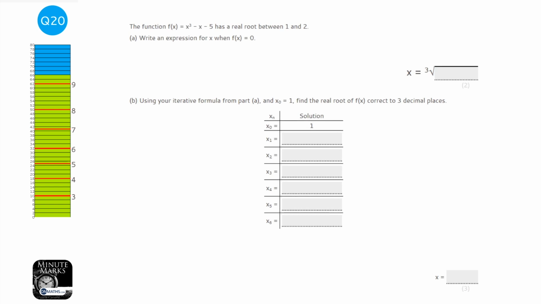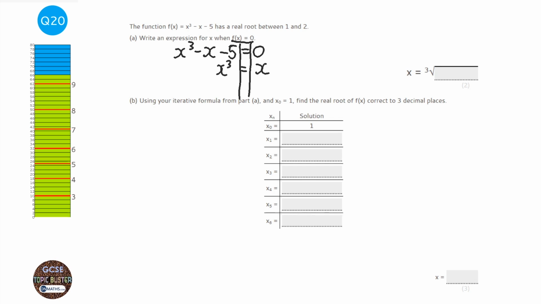This is a question about iteration, and question A is a little bit harder maybe than the exam will go, where it asks you to come up with your own iteration formula. So, in order to do this, it says that f(x) equals 0 for this formula. So, the first step is just to get it equal to 0. Now, the question's given you a hint because it says that it involves a cube root. So, we know that we're going to have x cubed equals something, and then we're going to cube root both sides. So I'm going to just put my lines down. And we're going to add x and add 5 both sides. And we're just going to cube root both sides.